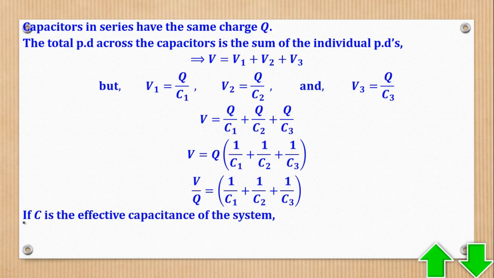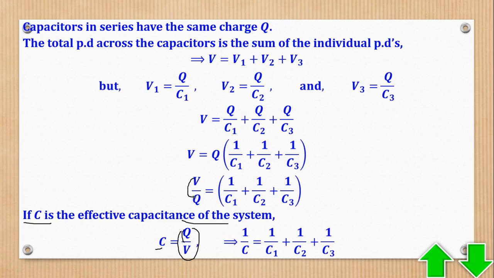Therefore, if C is the effective capacitance of the system, it implies that 1/C is equal to V over Q. But we already have V over Q, meaning that if Q over V is C, then V over Q will be the reciprocal, which is 1 over C. So this is what we use to get the effective capacitance of capacitors in series, in case there are 3 or more. But if there are 2, it will be regarded as a special case.